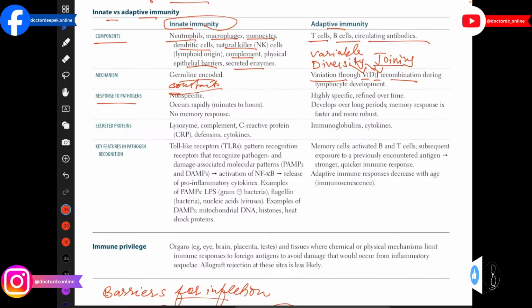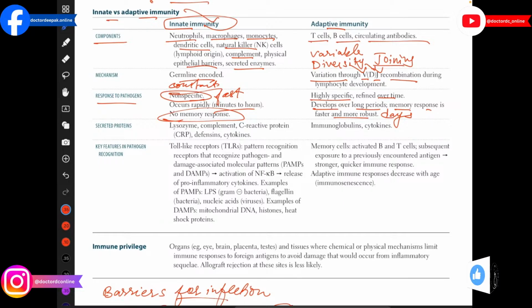Now, the response to pathogens. In innate immunity, there is a non-specific response, but in adaptive immunity, it's highly specific and defined over time. Innate immunity is a little bit fast. It responds within minutes to hours. Adaptive immunity is a little bit slow, and it develops over long periods, with a memory response, maybe in days and weeks. Innate has no memory and adaptive has memory. And when there is memory, the response is faster and more robust.